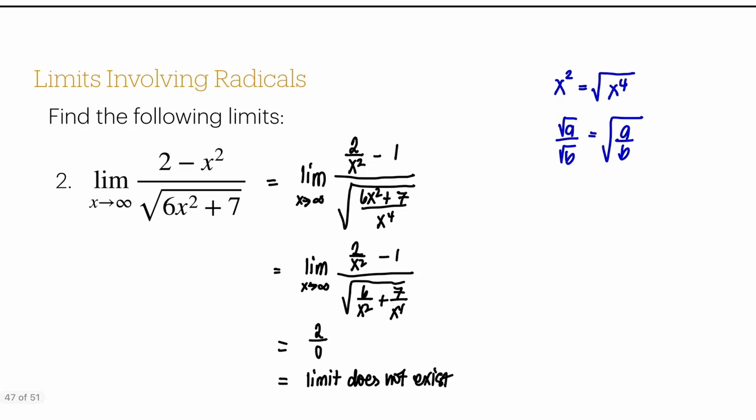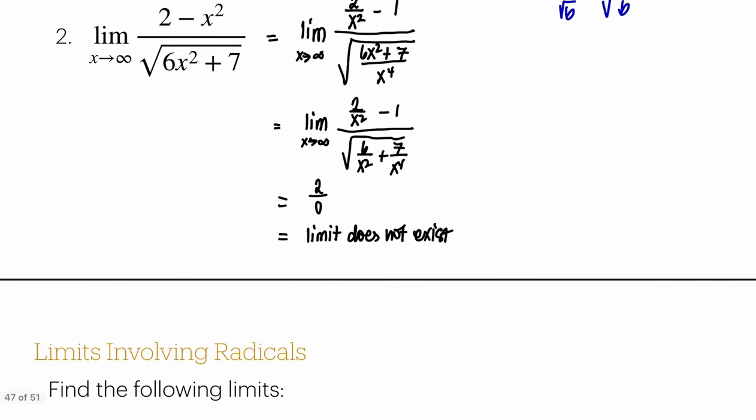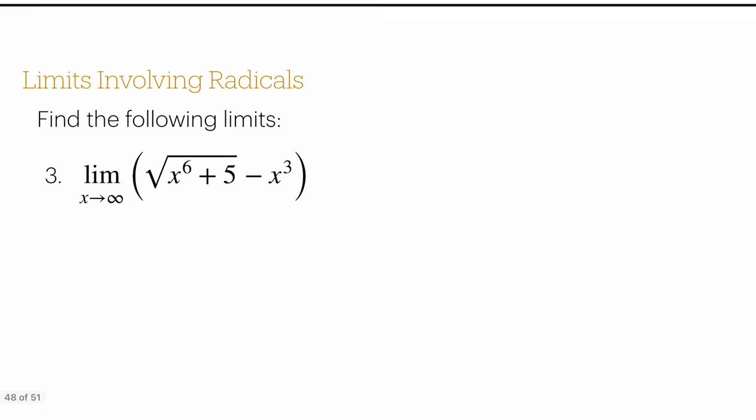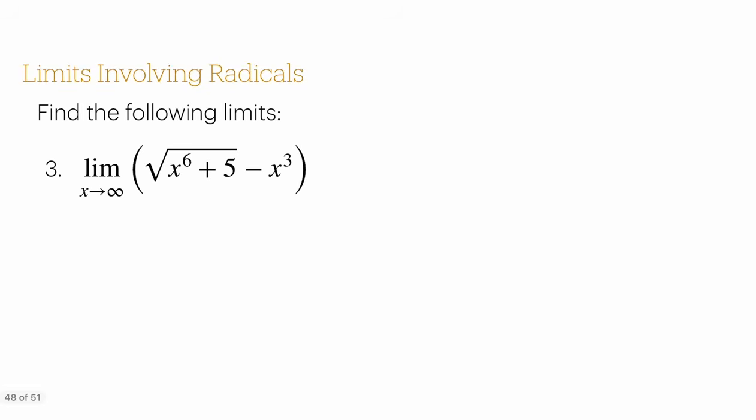So that's for limits involving radicals in fraction form. But how about if it's not a fraction? So we're finding the limit of the square root of x to the power of 6 plus 5 minus x cubed as x approaches infinity. Now remember that we have to transform it into the 1 over x form to find the limit. So in this case right here, we have to perform rationalizing. We have to rationalize by multiplying the numerator and denominator by the conjugate.